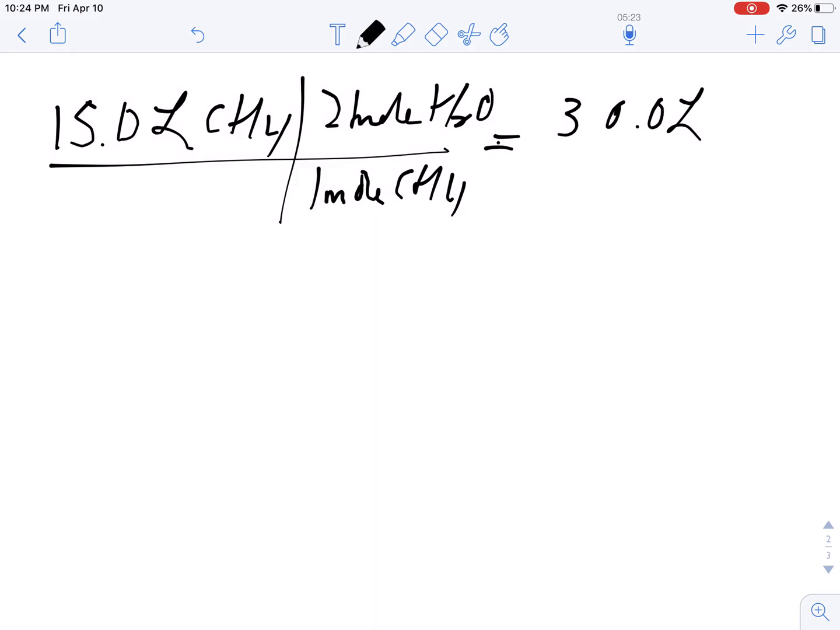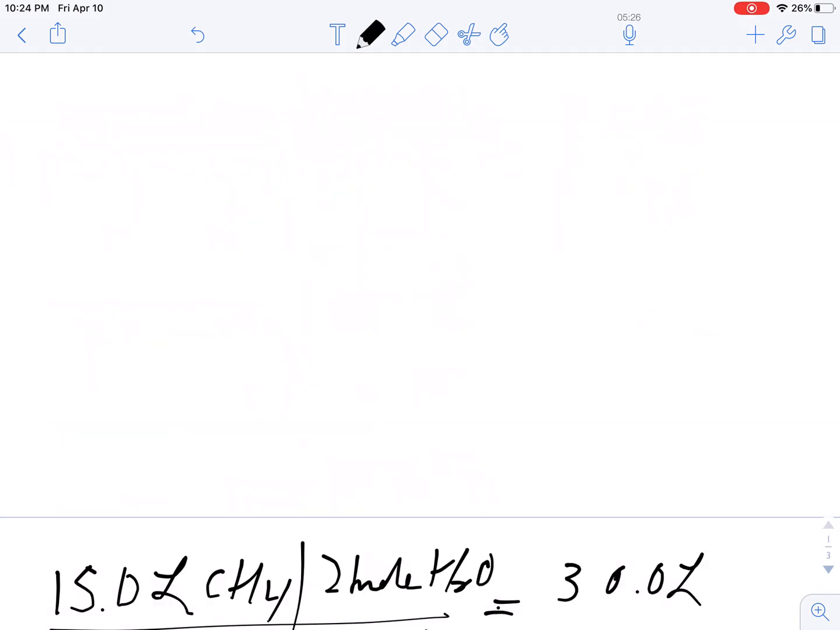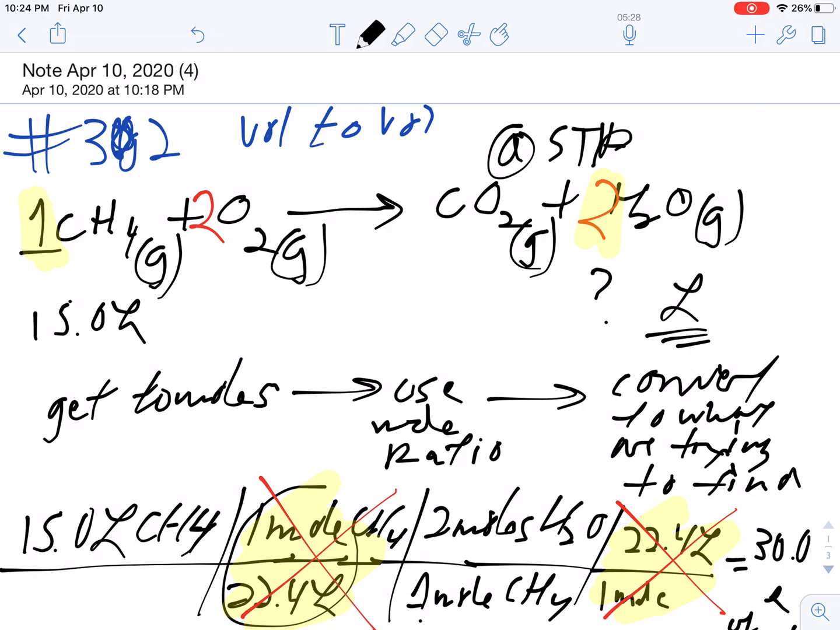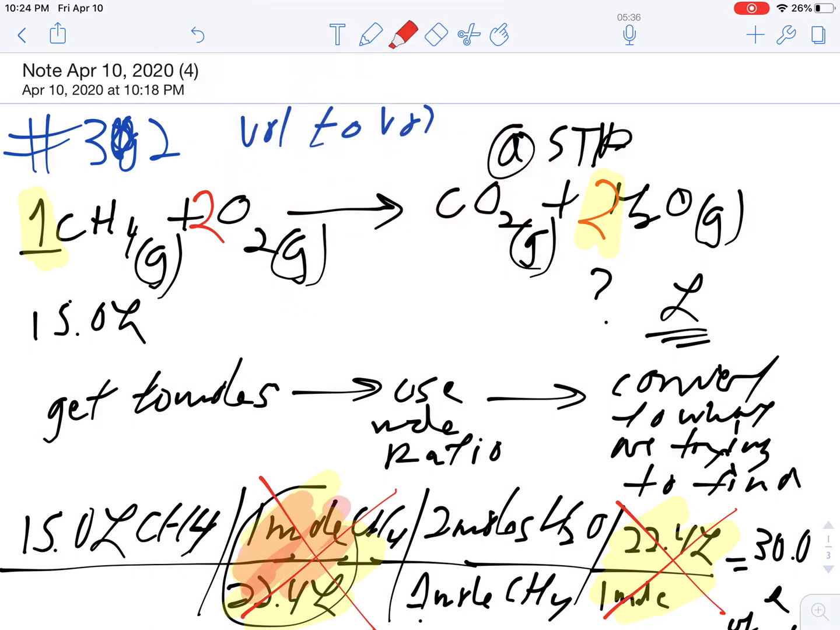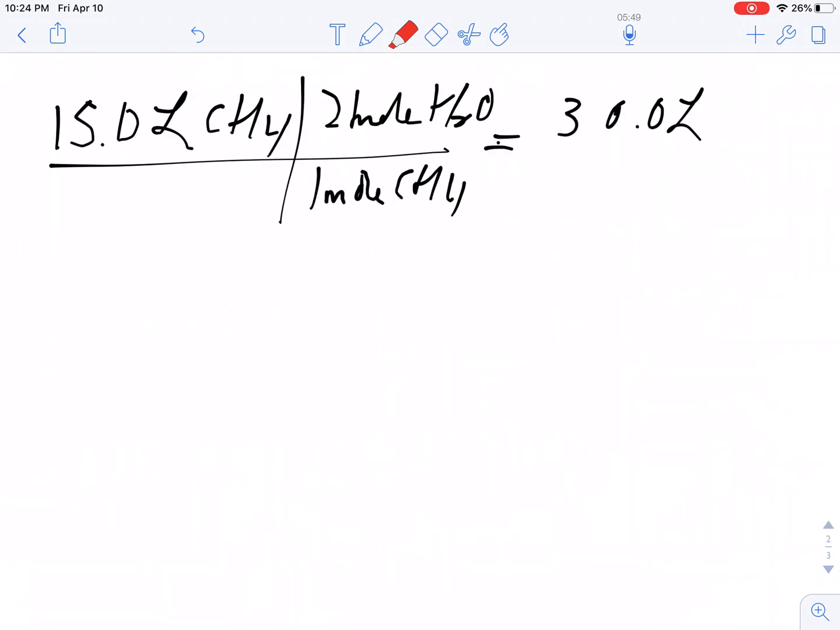Okay, so if you use this here, you're just going to undo it over here. So if the temperature and pressure do not change in the problem, all you have to do is use the mole ratio. Okay, so let's do one other example here, because they're going to do this in the book. I did it at STP just to prove it to you. But suppose we had a problem like this.